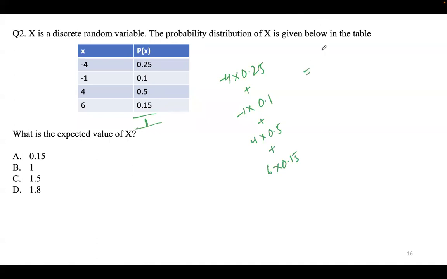Then you can add this: it's basically minus 1 plus 2.8. Okay, you solved it. Yeah, so it should come to 1.8. Good. Simple calculations.